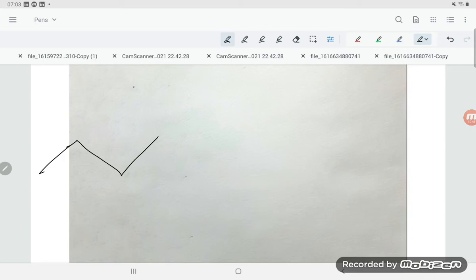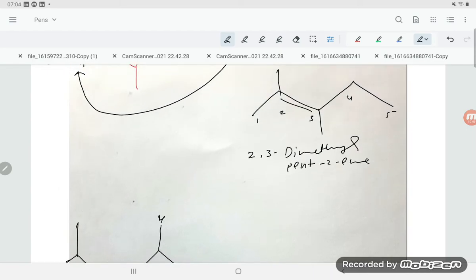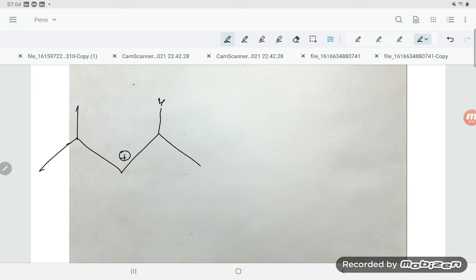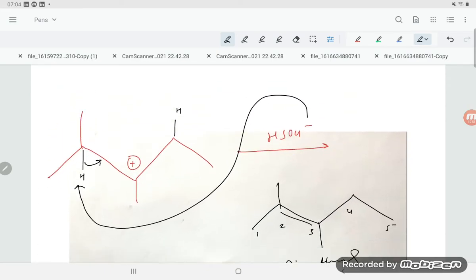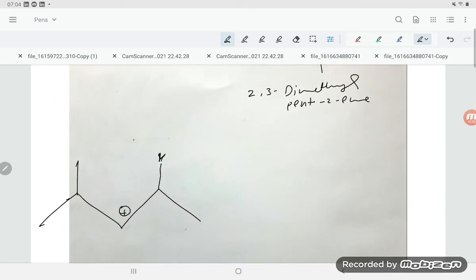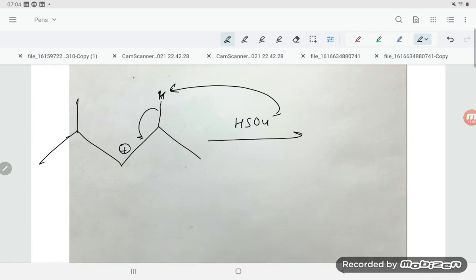What product is possible? Here is the positive charge, and there is also hydrogen, as I mentioned in the previous diagram. So there is a possibility that the HSO4 minus base can attack this one and this will shift. So what product is going to be formed, students?